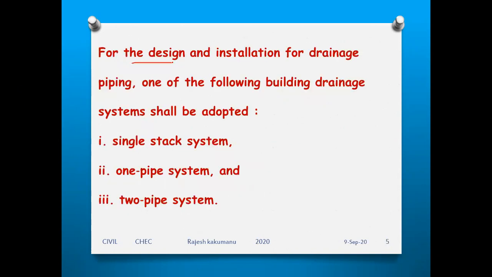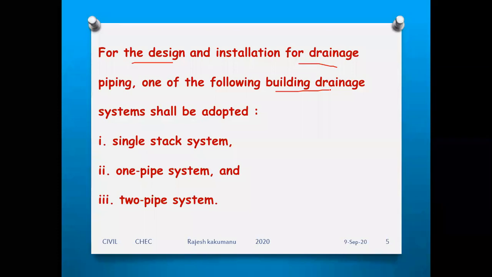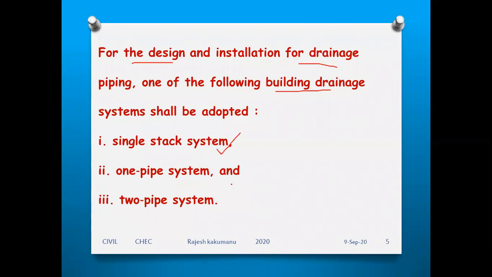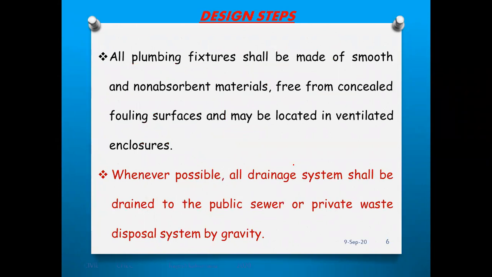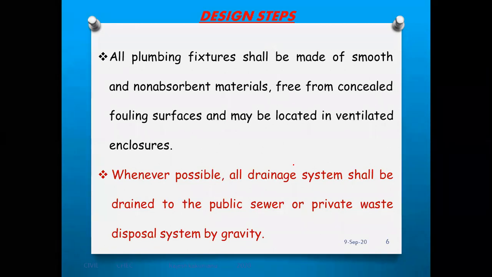Next, for designing and installation of a building drainage system, one of the following is applied. For any multi-story building, apartment, or gated community, we will use these types of techniques, which we already discussed in the last class. But now we will see the design and installation steps of the building drainage system. We can use a single stack system, a one pipe system, or a two pipe system. We will see only the basic design steps for construction or installation of a building drainage system, using either one pipe or two pipe.